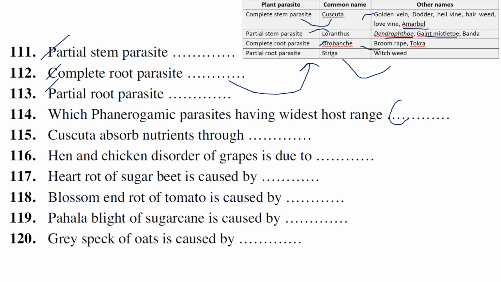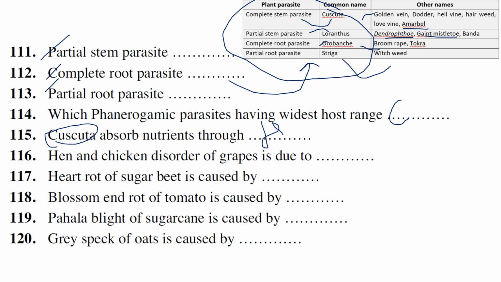Not only Cuscuta, but all the phanerogamic plant parasites absorb nutrients through haustoria. To confuse us, they will mention only one, maybe Cuscuta or Loranthus. So whatever phanerogamic plant parasites they are giving, all phanerogamic plant parasites absorb nutrients through haustoria only.